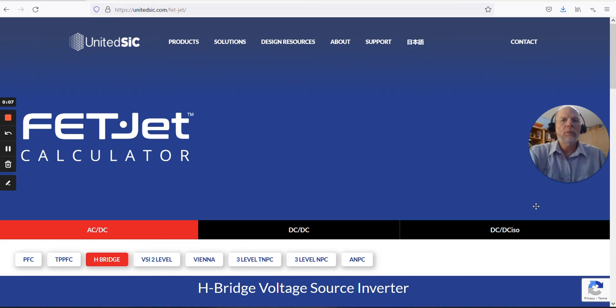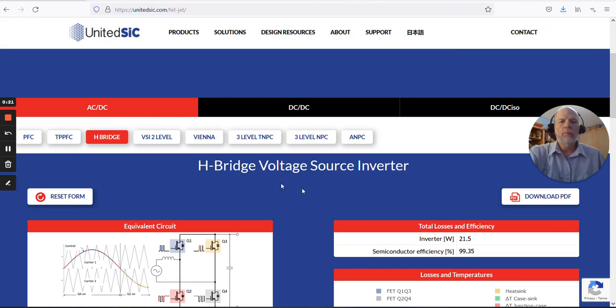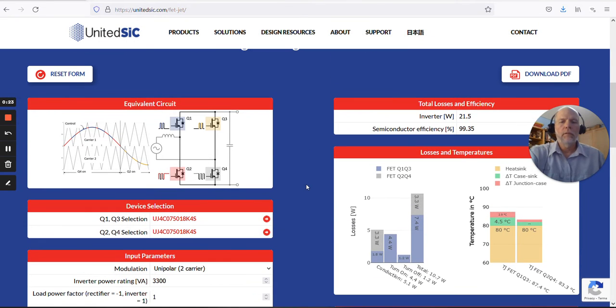And in this video we'll take a look at a new topology in FET-Jet Calculator version 2, which is the H-Bridge topology in the AC-DC section of converters. So let's see what we have here. It's an H-Bridge, and you can control it different ways. So we have a few choices here.